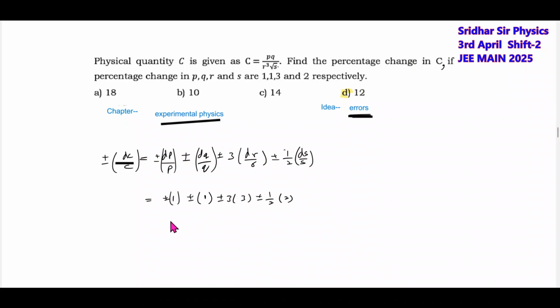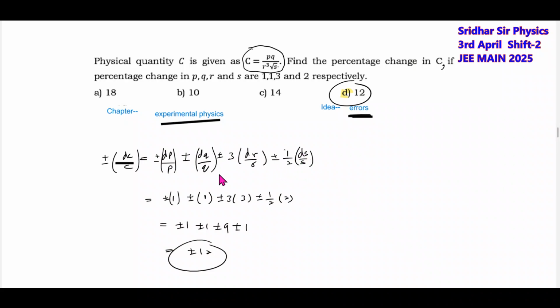Plus or minus 1, plus or minus 1, plus or minus 9, plus or minus 1. The relative error will be 12. Everyone must have an idea of these relative errors. The ones which are raised to a power, the error gets multiplied by the power. Here it's R cube, so 3 into dR by R. Here root S, 1 by 2 dS by S.